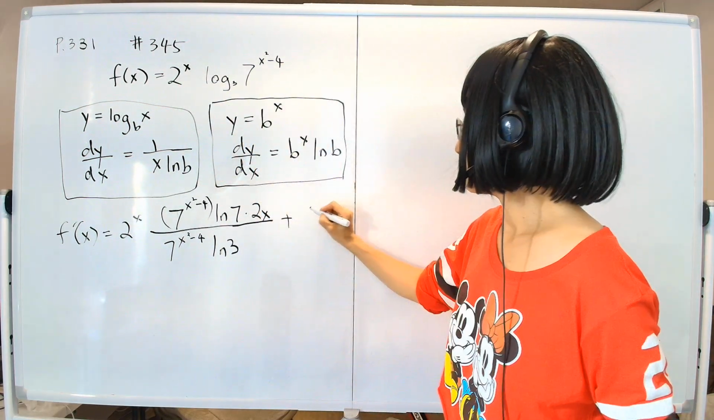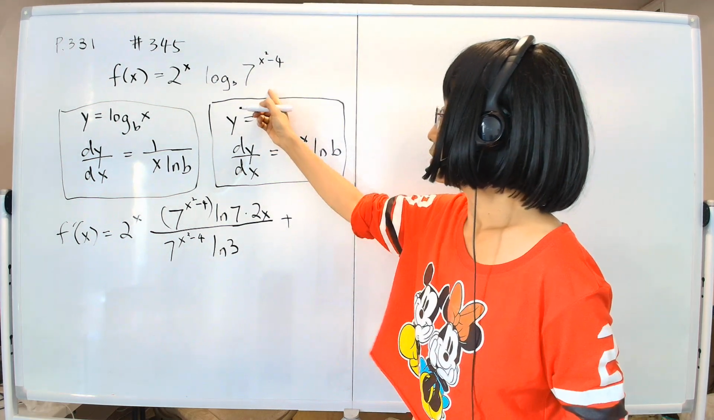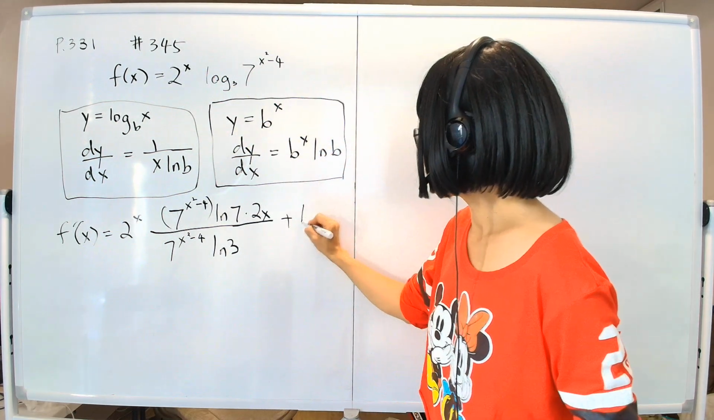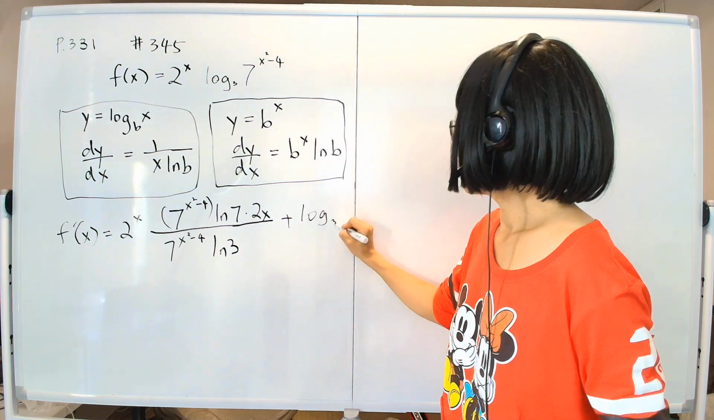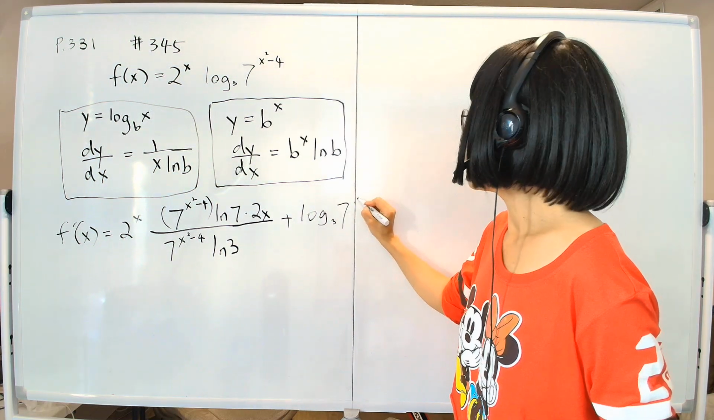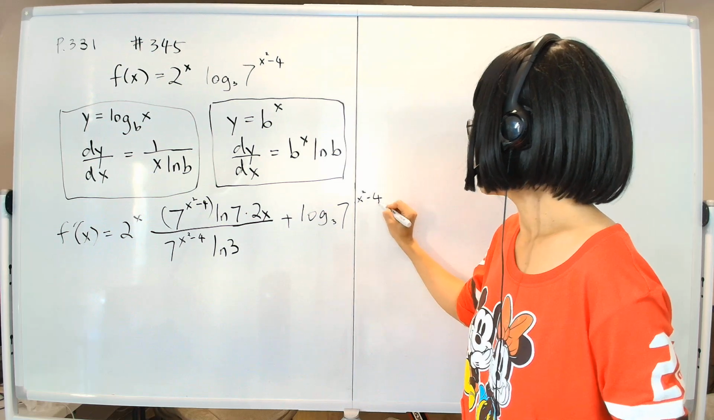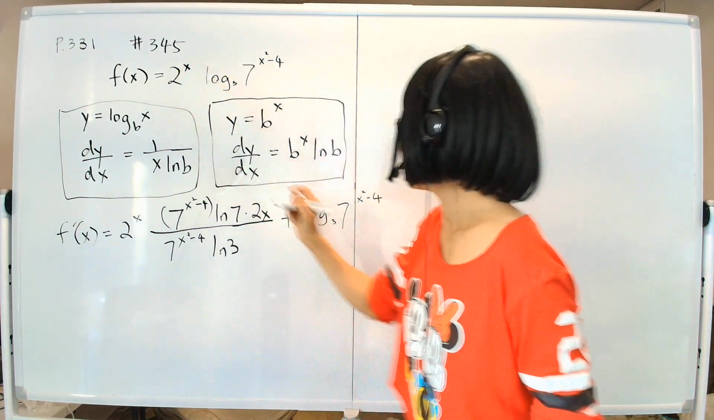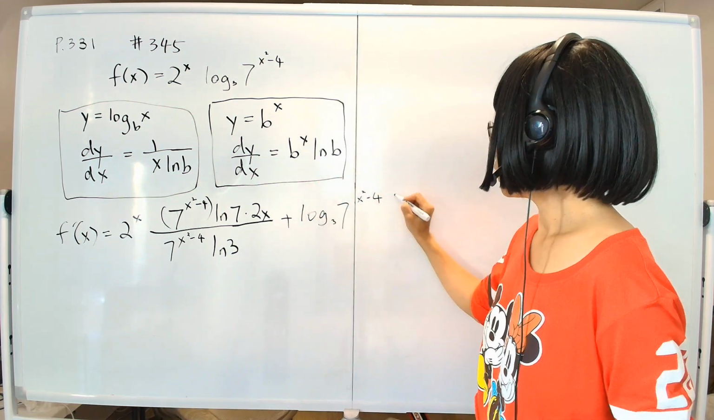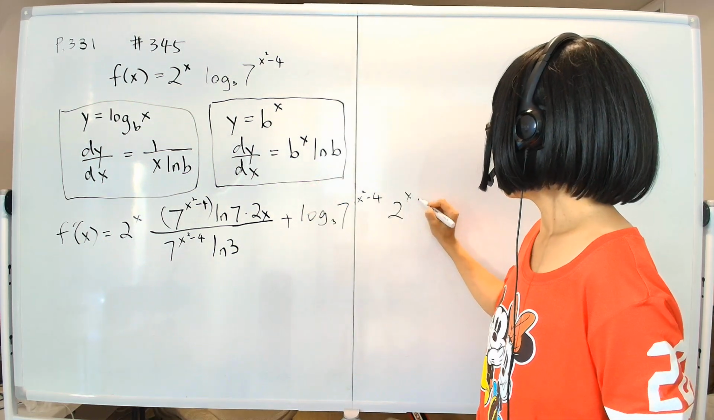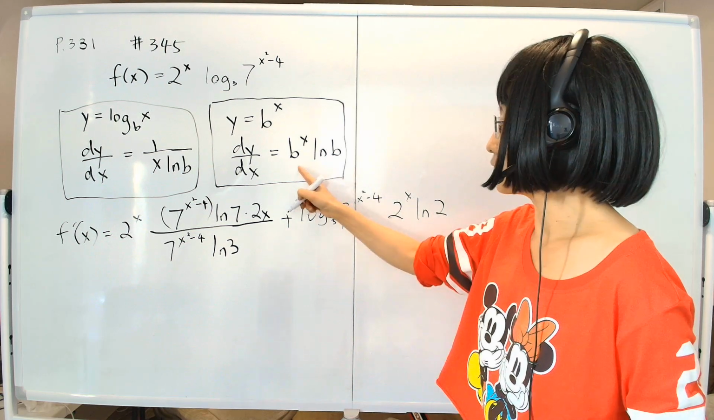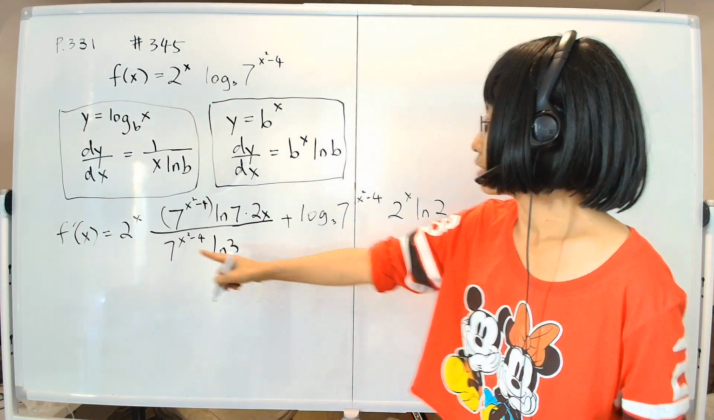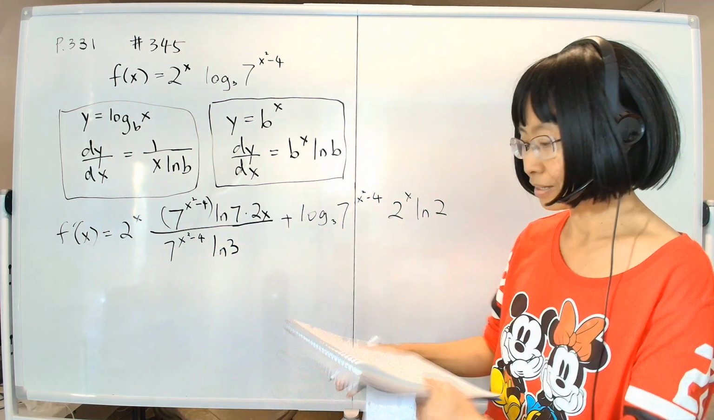Then for the next one, we write down the second term, which is this whole thing, log base 3 of 7 to the power x squared minus 4, times the derivative of the first. The derivative of 2 to the power x, according to this rule, is 2 to the power x times the natural log of 2. That one is fairly simple and straightforward. And so now we've got this pile of stuff here.